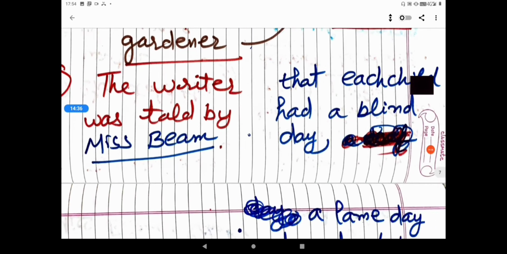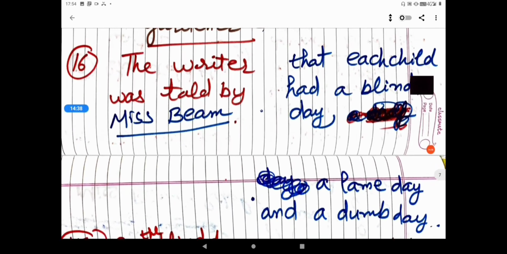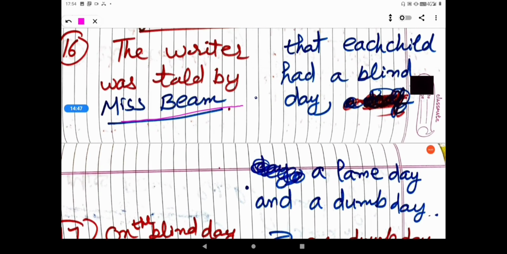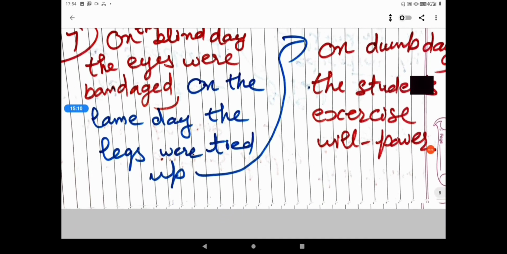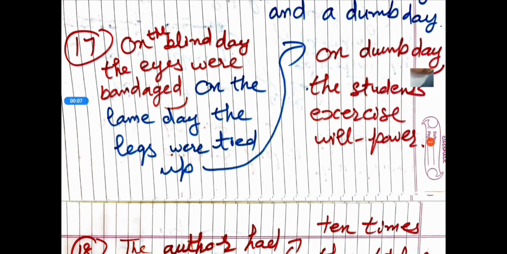He talked to the writer, and she told the writer each child had a blind day, a lame day, and a dumb day. As we have, the writer was told by Miss Bean that each child had a blind day, a lame day, and a dumb day. As we had a blind child, so they were all playing their roles. And to know that blind day was the most difficult day for children.